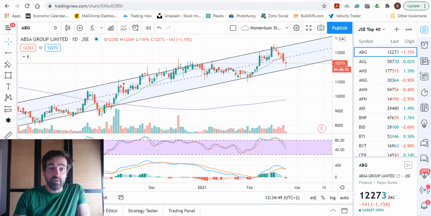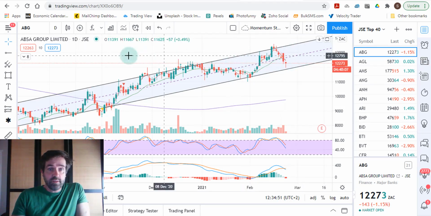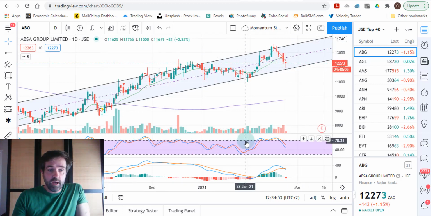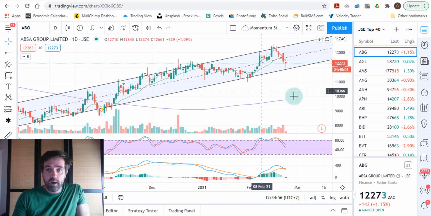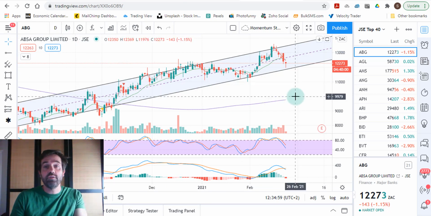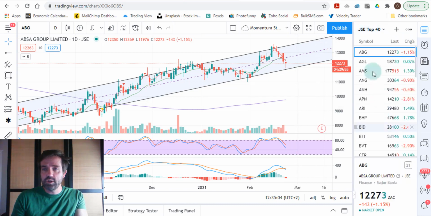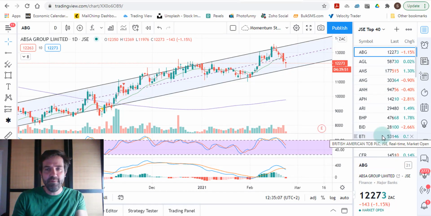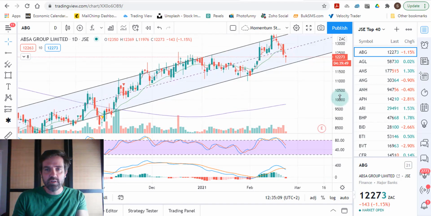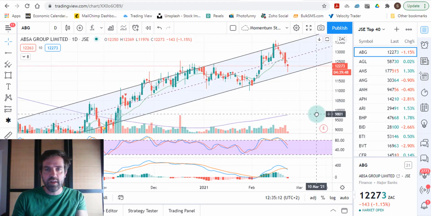Anyway, let's get straight into it. So as you can see, I have a chart open here on TradingView. This is a one-day chart. TradingView is the platform that I use to find my trading opportunities. I have a watch list on the side which contains all of the top 40 companies of the JSE. Let's have a look at this chart that's on the screen now. This is the Absa Group Limited chart.